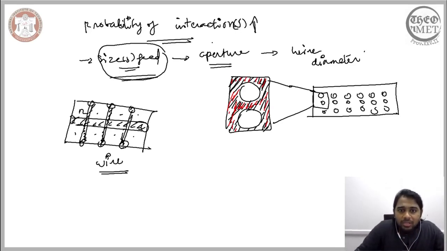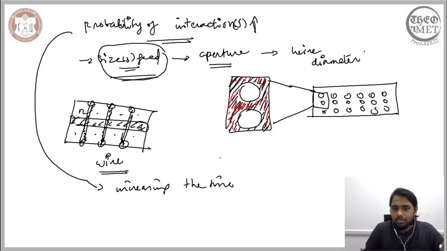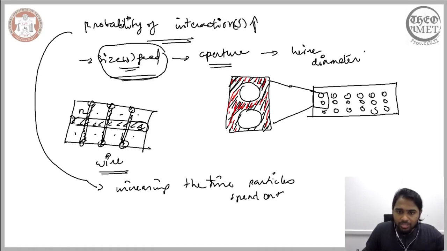So one way of increasing the probability of interaction is by increasing the time of interaction, or increasing the time the particles spend on the screen.